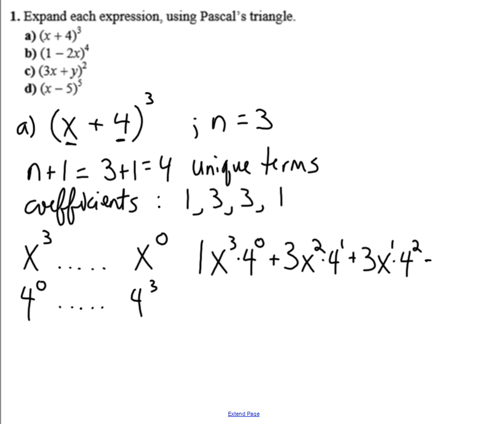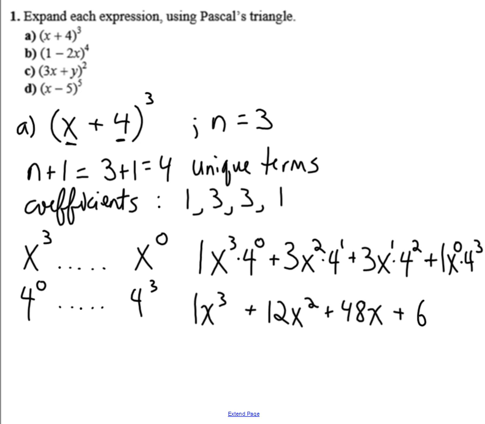The last term will have coefficient of 1. We have now exponent of 0 on x, and we have the highest exponent value of 3 on our 4. If we were to simplify this a little bit, this is still going to be 1x cubed. This is now going to be 3 times 4, which is 12x squared. 4 squared is 16 times 3, which is 48. 48 x's. And the last one will have no x's and the maximum power of 4 cubed, which is 64.